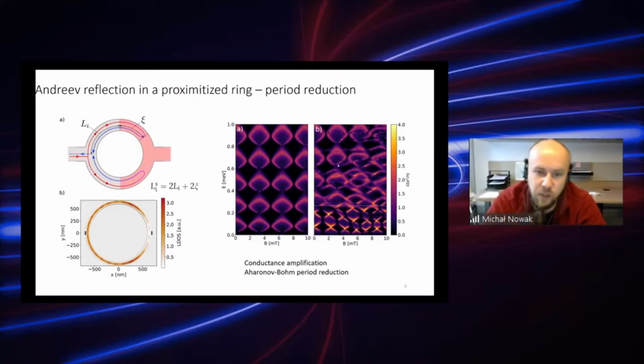But if we decrease the energies of the quasi-particle below the superconducting gap, we see, firstly, that the conductance is amplified, which is easy to understand because now we inject two electrons: one electron enters and the hole goes back, which means that we transfer two electrons into the superconductor. That doubles the conductance. But we also see that the Aharonov-Bohm period is now decreased as compared to the situation without superconductivity. So indeed, it seems that there is some extra length along which the phase is accumulated.